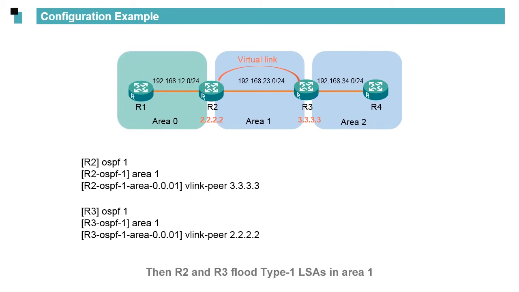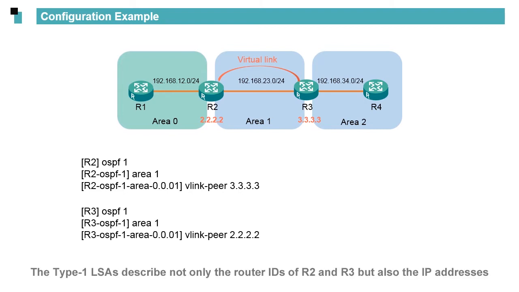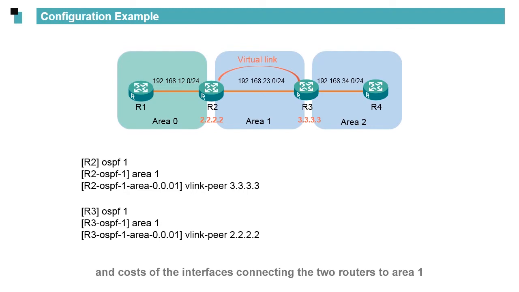Then R2 and R3 flood Type 1 LSAs in Area 1. The Type 1 LSAs describe not only the router IDs of R2 and R3, but also the IP addresses and the costs of the interfaces connecting the two routers to Area 1. Therefore, R2 and R3 can use the Type 1 LSAs to calculate the IP address of the shortest path to each other and the IP address of the outbound interface.